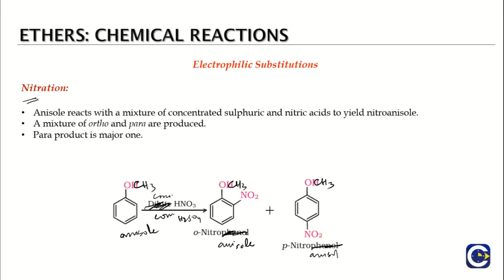Okay, so this is nitration of ethers. So ethers show nitration reaction. This is an example of anisole, a simple aryl alkyl ether. Its reaction with concentrated nitric acid and a mixture of concentrated nitric acid and concentrated H2SO4 gives us two products. One is the ortho nitroanisole and another is paranitroanisole. And again here this is the major product. Okay, this will be the major product, and this is the minor product. Again, steric hindrance is the reason here.